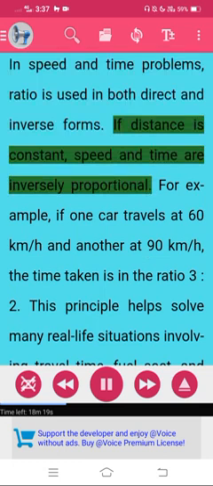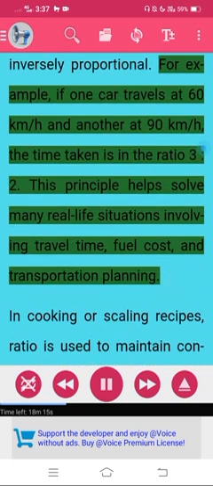If distance is constant, speed and time are inversely proportional. For example, if one car travels at 60 km/h and another at 90 km/h, the time taken is in the ratio 3:2. This principle helps solve many real-life situations involving travel time, fuel cost, and transportation planning.